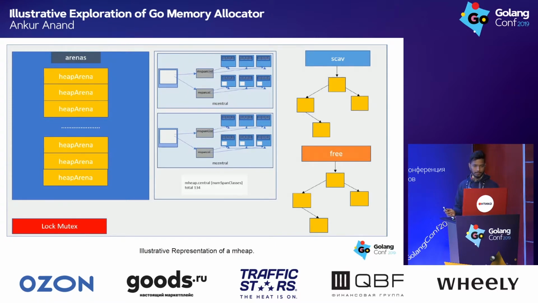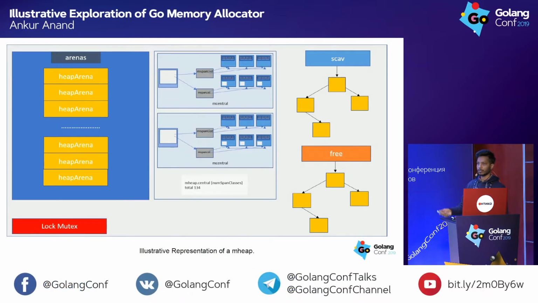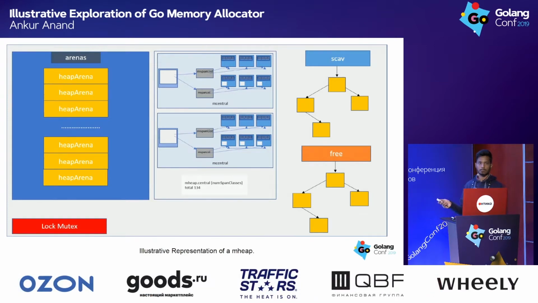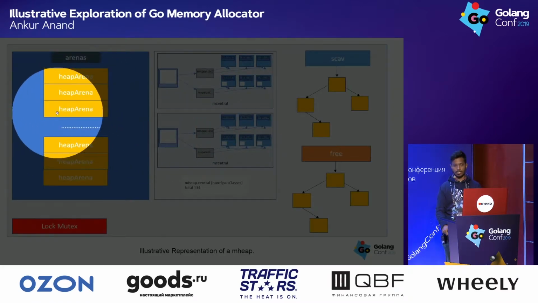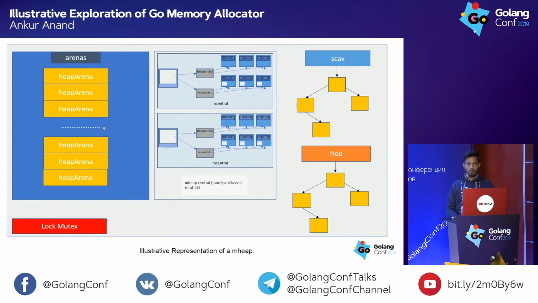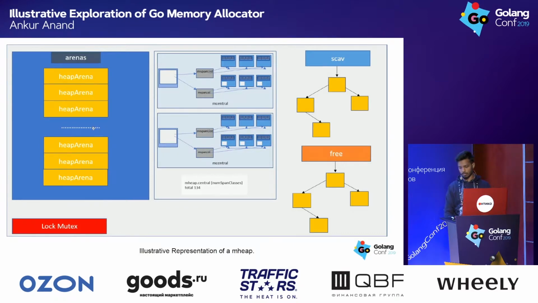So here is the heap for me. The gist of it: we have this mCentral. We have already seen that mCentral is the data structure contained inside the mHeap. On the right side, we have more data structures. It's a sorted tree based on the number of pages. It's scavenged and free. Also, we have arenas. This contains heap arenas. We will look into arenas. For now, we have already seen mCentral. We will look into scavenged and free objects. Also we have a lock, the central lock, over here.